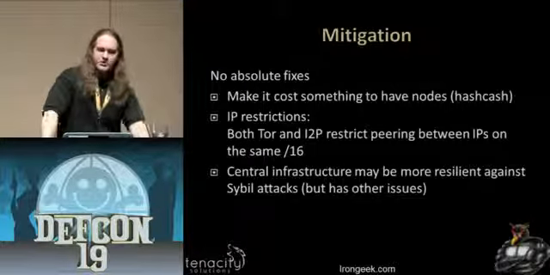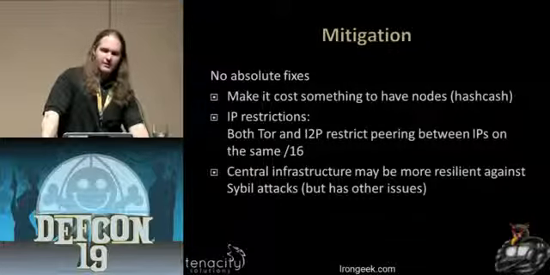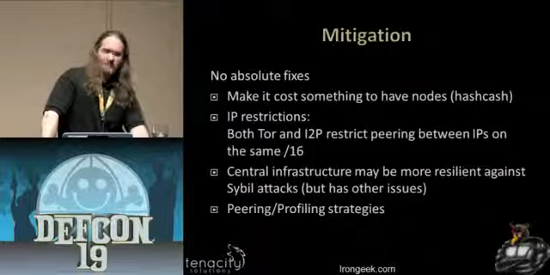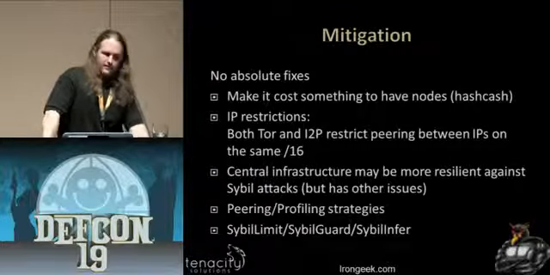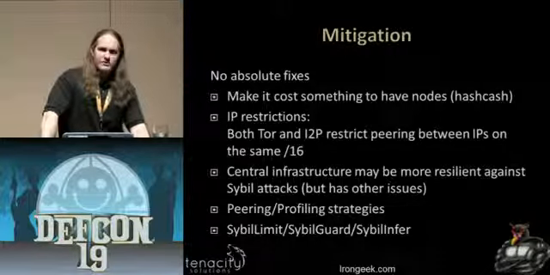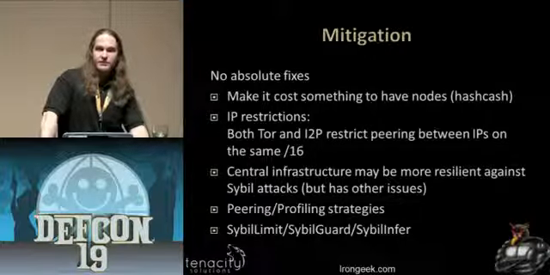Also, central infrastructure may be somewhat more resilient to Sybil attacks, though, as I discussed earlier, it has its own issues. And hopefully, better peering and profiling strategies might help to be able to spot bad actors in a network. There's also been some ideas put forth like Sybil Limit, Sybil Guard, and Sybil Identifier, which try to rely on real-life social networks to decide, as I understand it, whether or not you should peer with somebody.